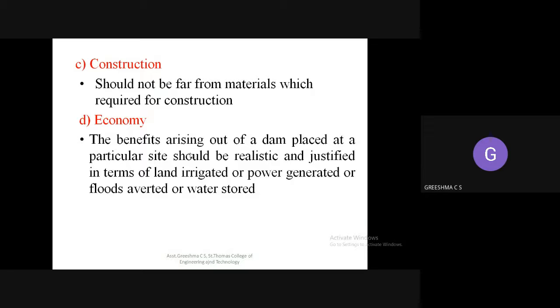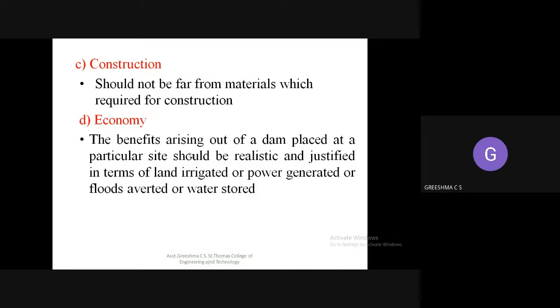Next one is economy. The benefits arising from the dam placed at a particular site should be realistic and justified in terms of land irrigated, power generated, floods averted or water stored. Economy is very important because each and every dam is meant for a certain purpose. It is meant to generate hydroelectric power, for irrigation, or for trade, tourism, etc. Whatever it is, we are expecting a certain amount of economic benefit from the dam.